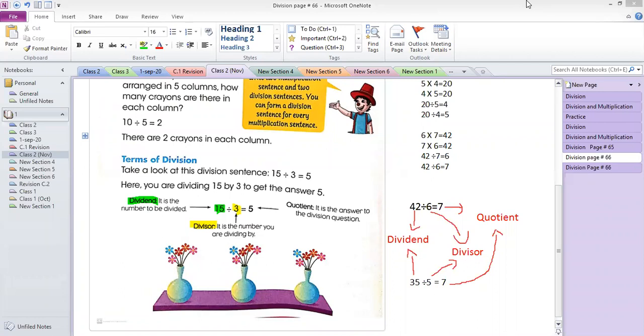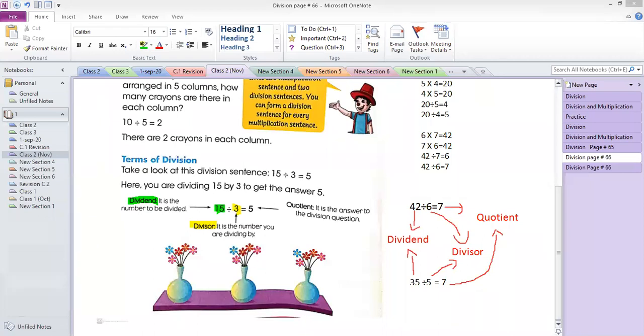Okay, now I'm going to ask a question and I'm going to open your chat. You have to answer in the chat. I will see who will reply first. The question is, tell me in 35 divided by 5 equals 7, which number is the divisor? Very good. All right.